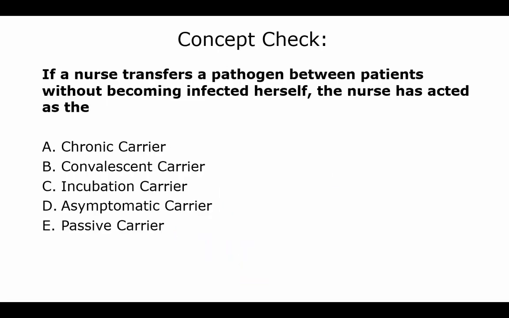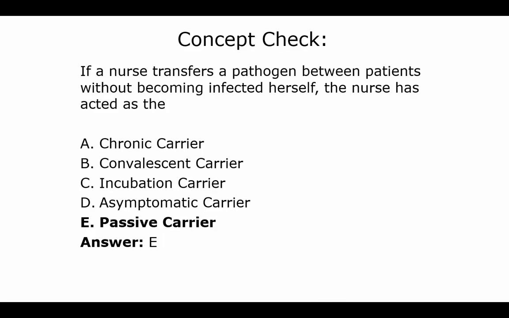So here we go. Here's a concept question. If a nurse transfers a pathogen between patients without becoming infected herself, the nurse acted as what? So she transfers the pathogen but doesn't become infected herself. Okay, she would be considered a passive carrier.